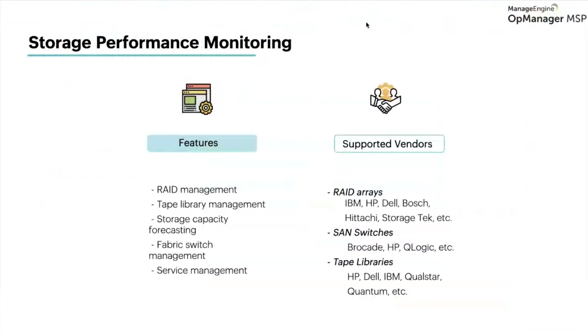So let's move on to storage performance monitoring. So what are the storage metrics and how are storage devices monitored? The features we have for the storage devices are we monitor the management of RAID, tape library, and storage capacity forecasting. You get to monitor the FC switches in the storage department. OpManager supports all vendors and the respective devices that are listed on the screen. Apart from this, we try our best to add more support for storage devices with every release.